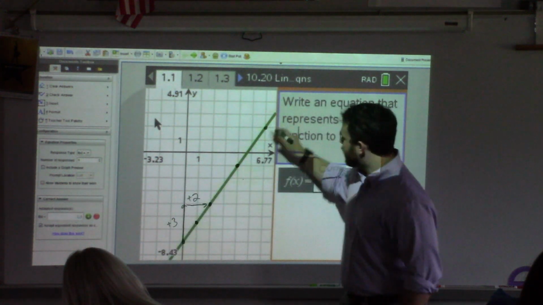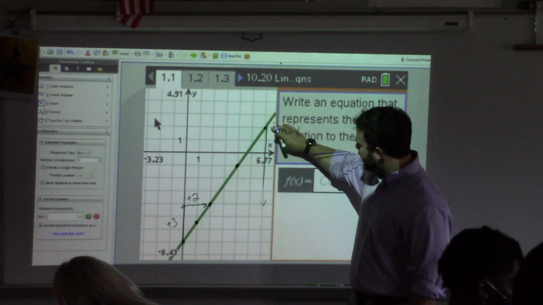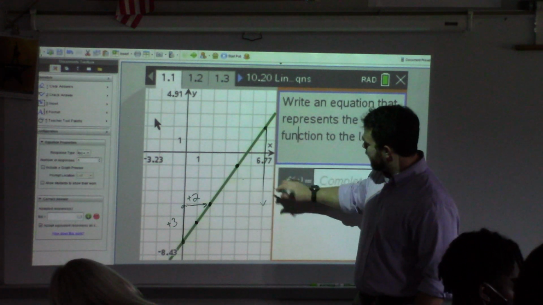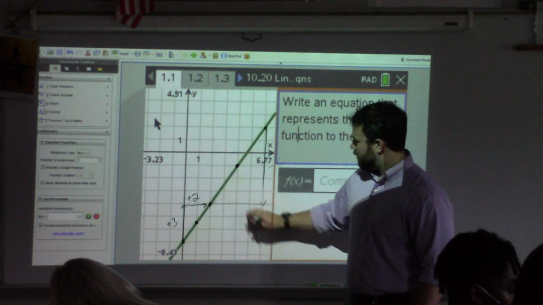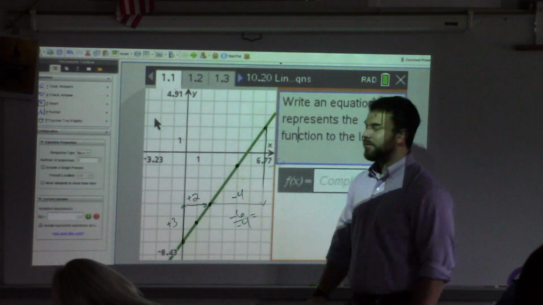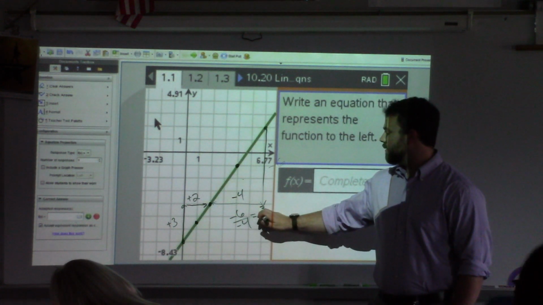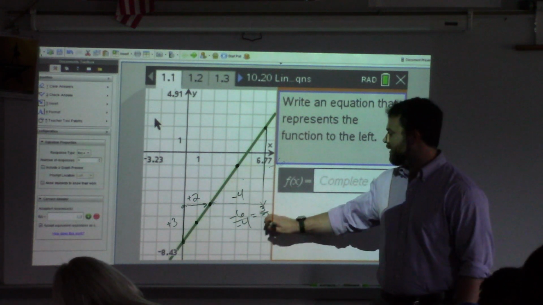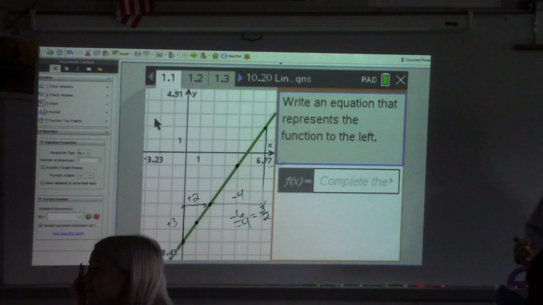Notice you can even do it from here, and I could go all the way down to here. How far did I go down? 6. And how far did I go to the left? 4. Notice if I take -6 and divide it by -4, what does that simplify to? 3 divided by 2. So 3/2 or 3 divided by 2.